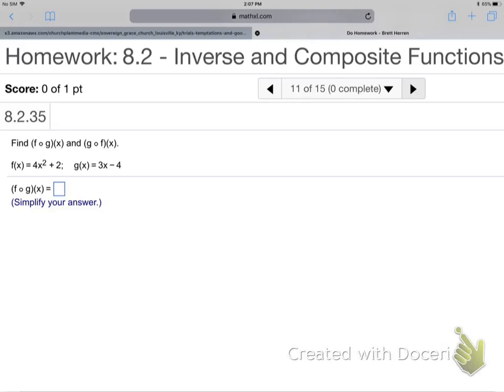All right, so there we go. We've got the f of x function equals 4x squared plus 2, and we get the g of x function, which is 3x minus 4. Okay, so what are we going to do now? They're asking me for f of g. So let's do this first one here. They want f of g.